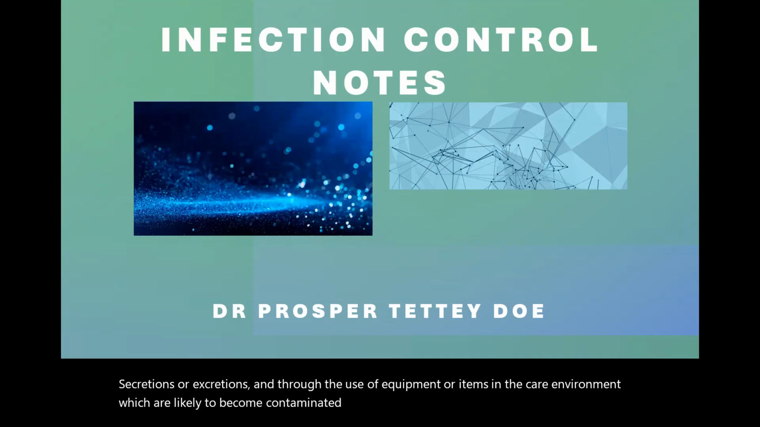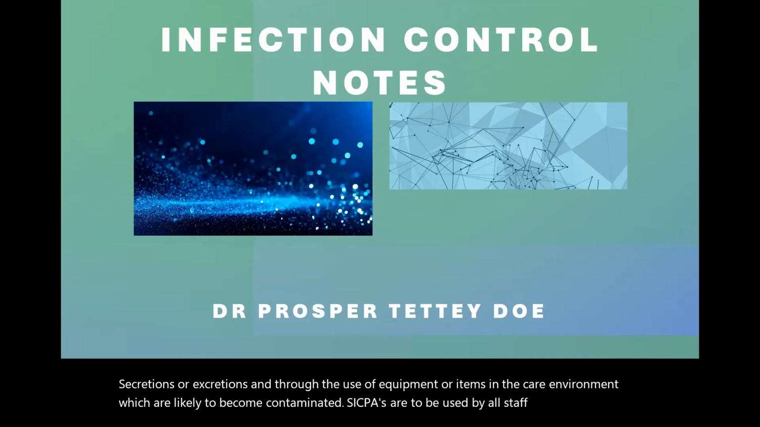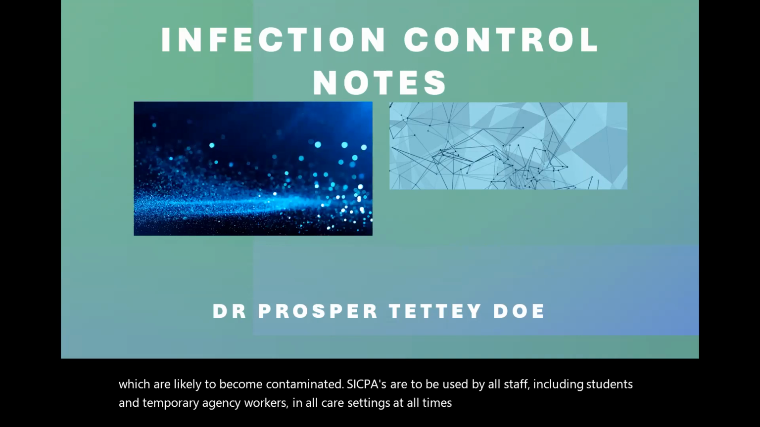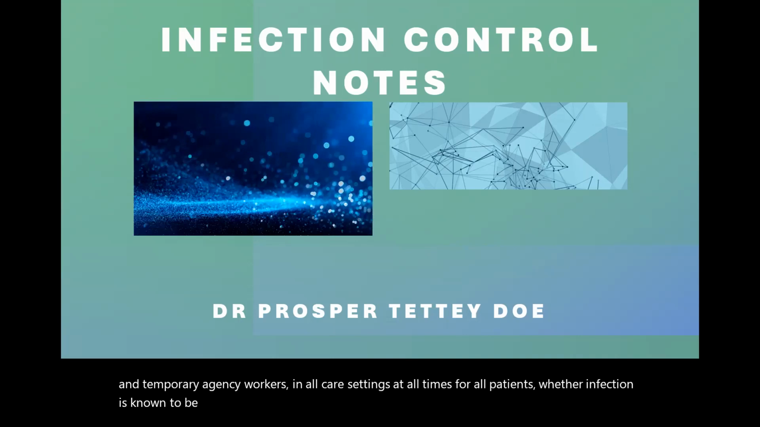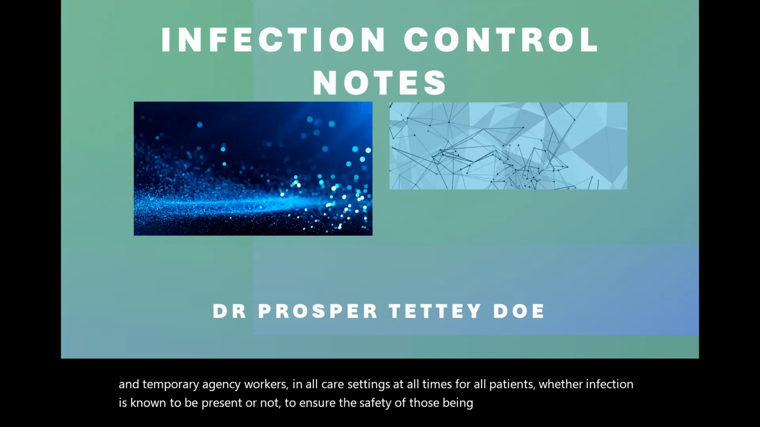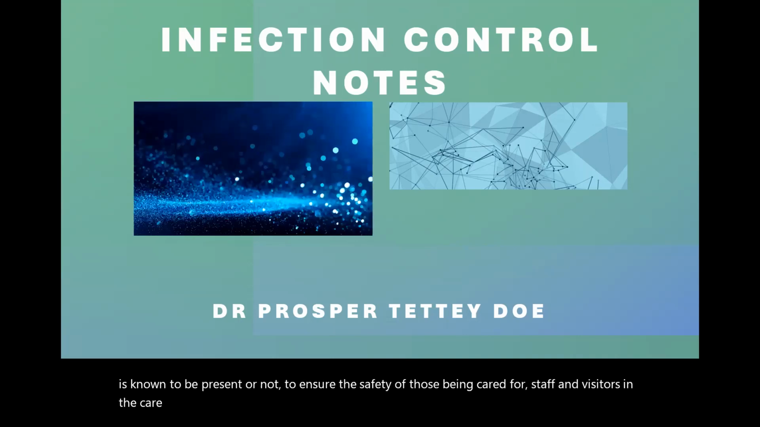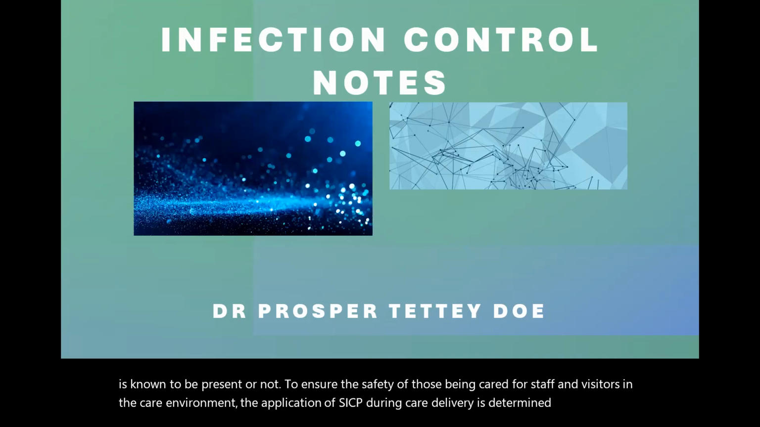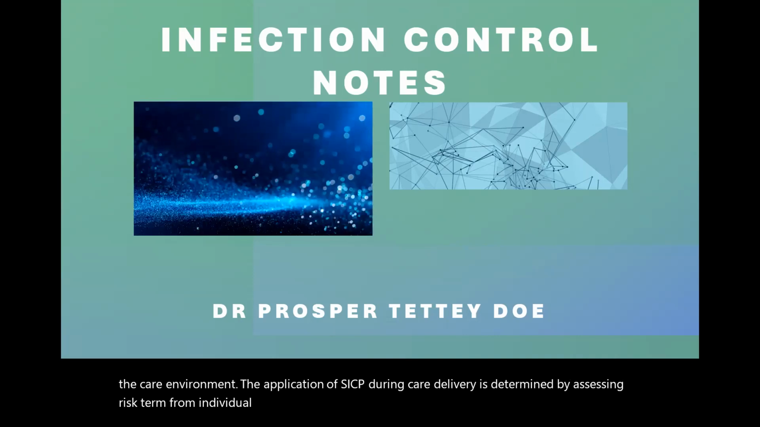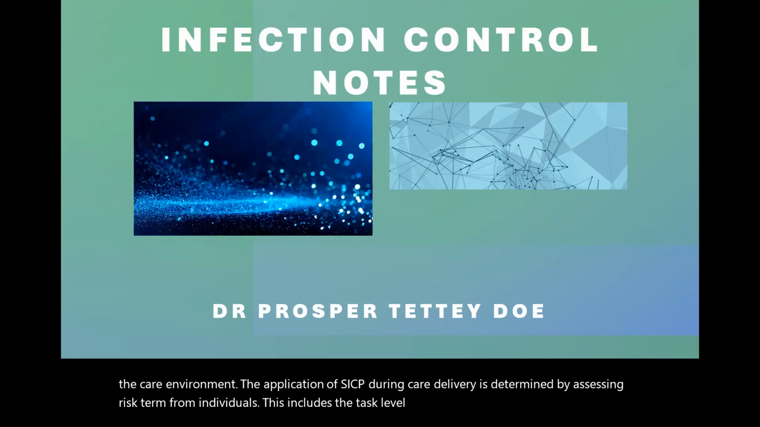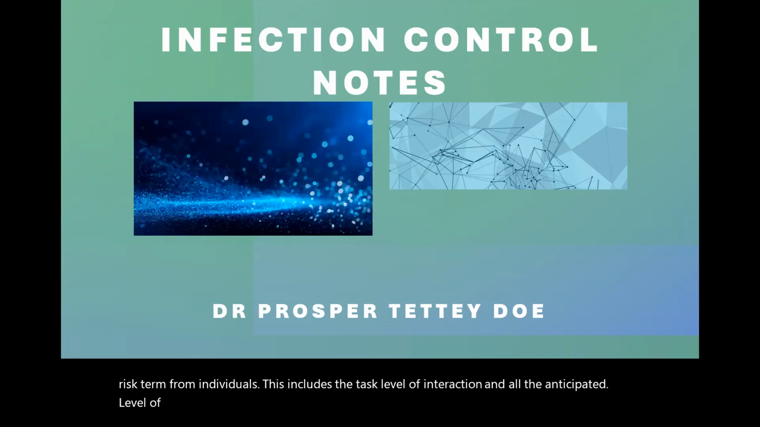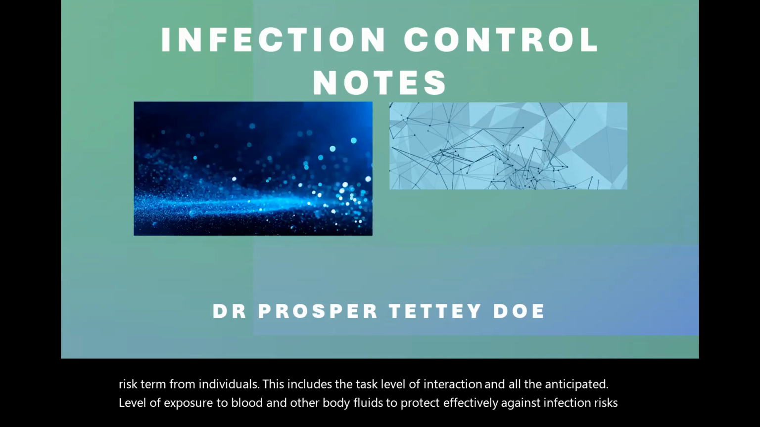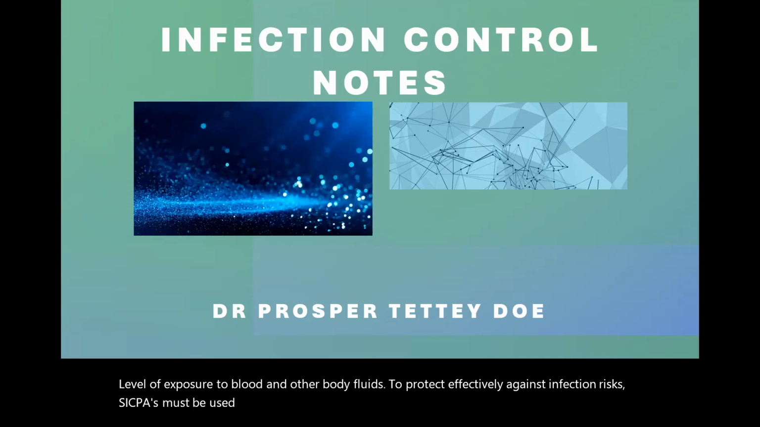SICPs are to be used by all staff, including students and temporary agency workers, in all care settings, at all times, for all patients whether infection is known to be present or not, to ensure the safety of those being cared for, staff and visitors in the care environment. The application of SICPs during care delivery is determined by assessing risk to and from individuals. This includes the task, level of interaction and/or the anticipated level of exposure to blood and/or other body fluids. To protect effectively against infection risks, SICPs must be used consistently by all staff.